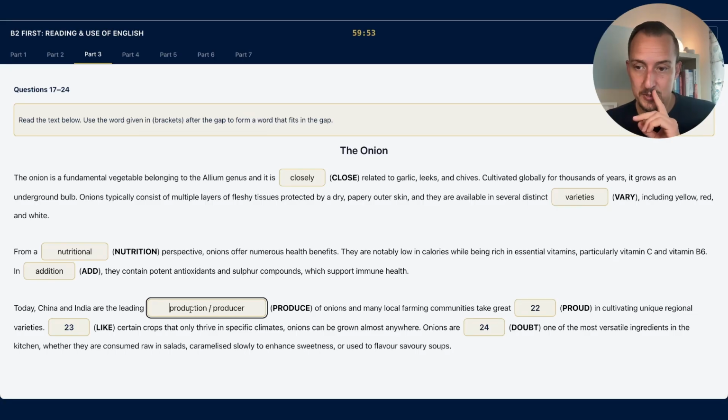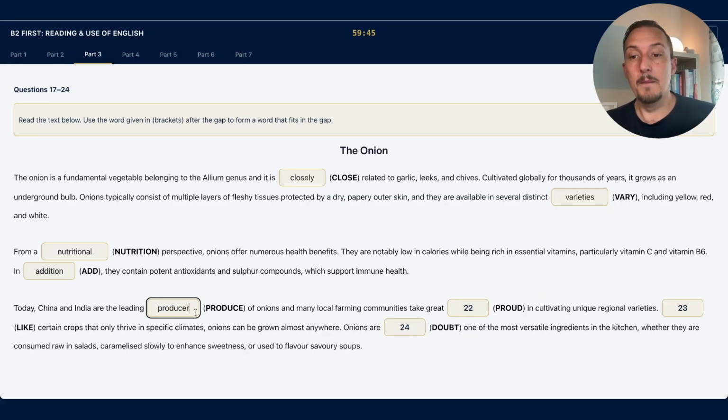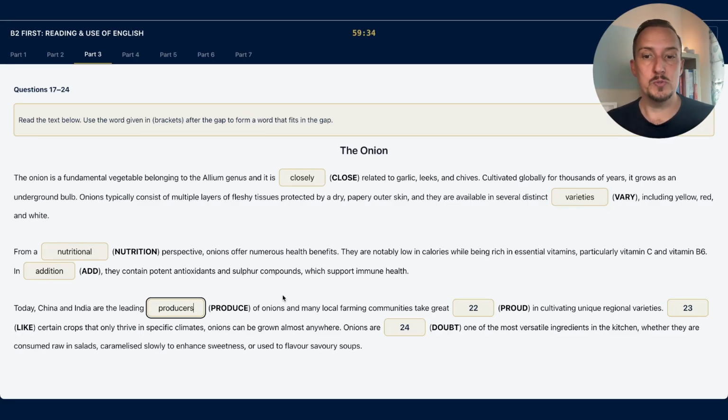But it's one of these two. Now, because we're talking about the people, or in this case, the countries, the correct option is producer. But again, always check your gaps and make sure: is it singular or plural? That's one of the questions to always ask yourself. China and India, two countries, therefore producers is the correct answer.